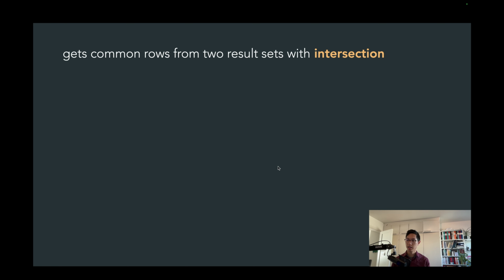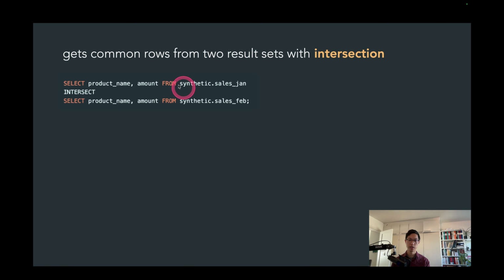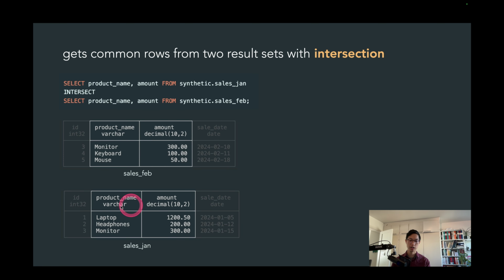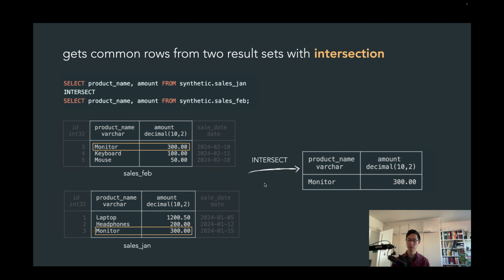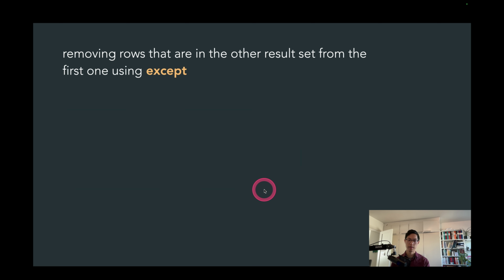So if we're doing intersect now, we get the common rows from two result sets. So we have something similar here as before. And remember, what is the same here? What are the duplicates? Well, it's the monitor. And when we're doing intersect, it's the only one that is in common in both of the result sets, right? So we get the monitor back and nothing else.